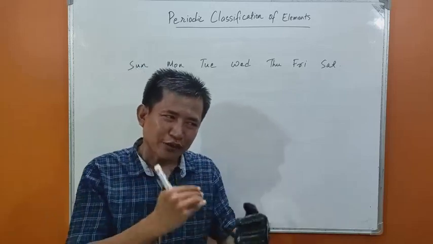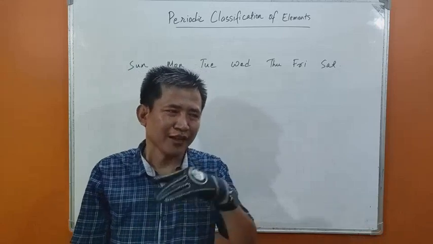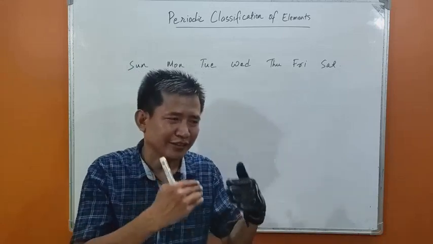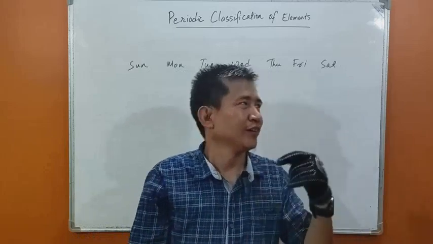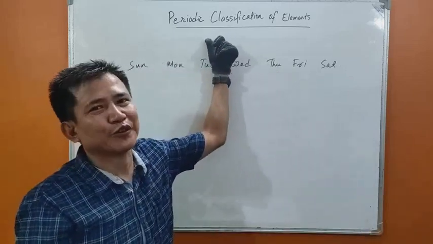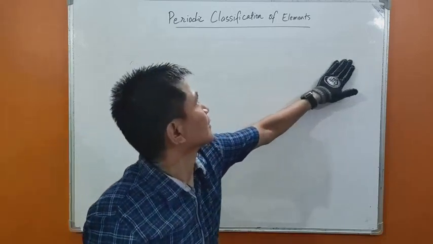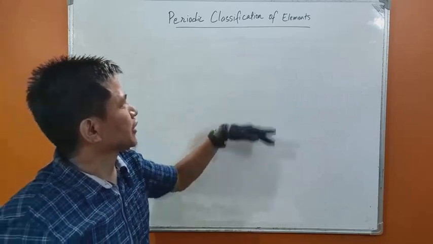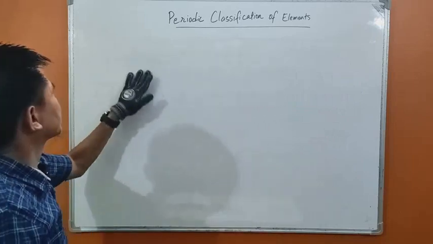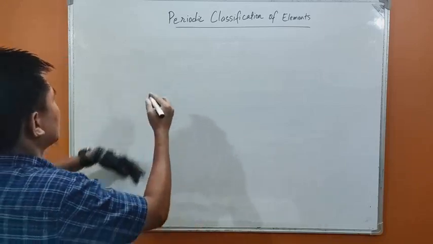The thing which repeats itself after a fixed interval, not only of time, is called periodic, okay? I hope you got the term periodic. Now let's move on to the next one, classification. What does the term classification mean? Let me give you another example to make you understand the term classification.